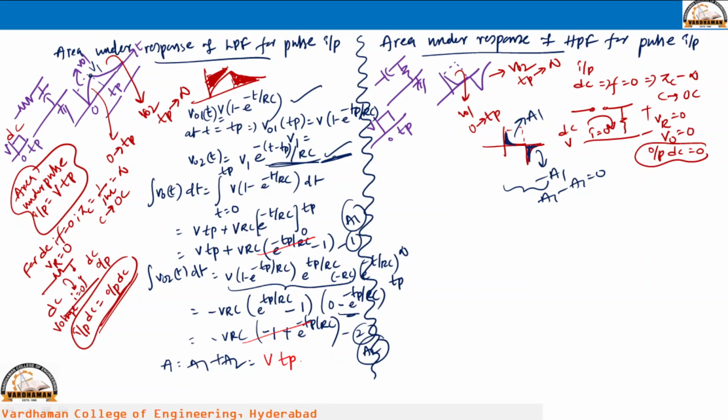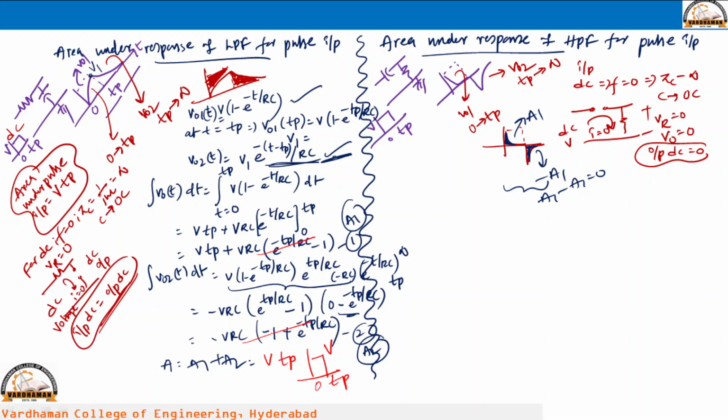This is actually the area under the pulse. Whatever the area is there under the pulse, the same area will be maintained in the output curve of this low pass filter. That is what we are proving. The same DC is there. Whatever the DC value is in the input, the same DC will be maintained by the output of the low pass filter. That is what we are keeping here.